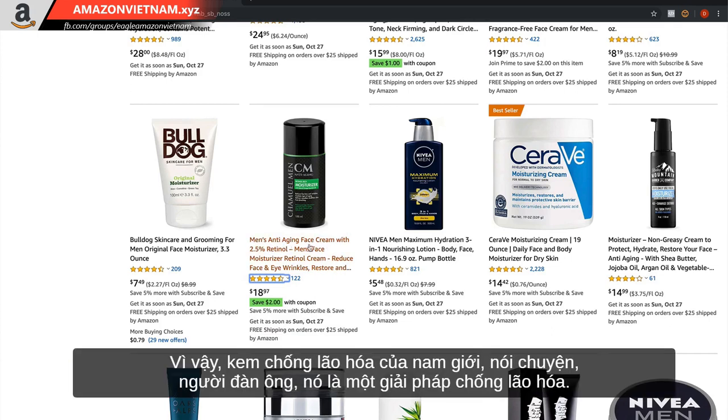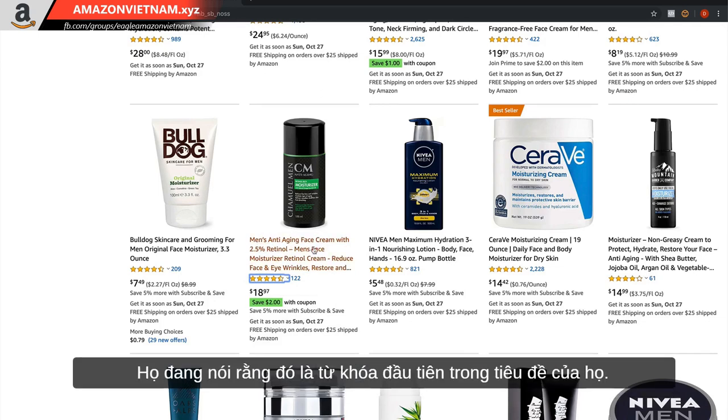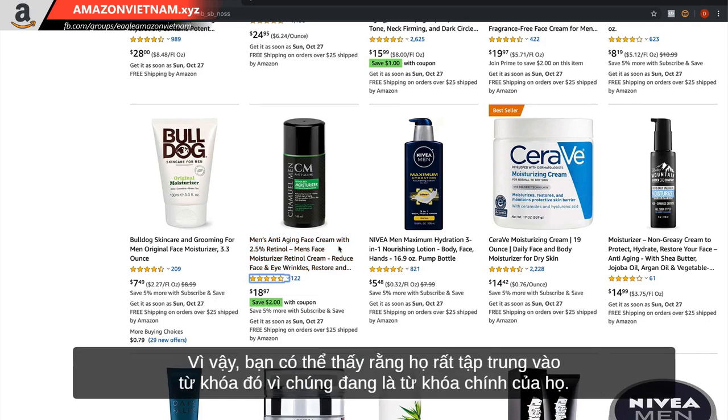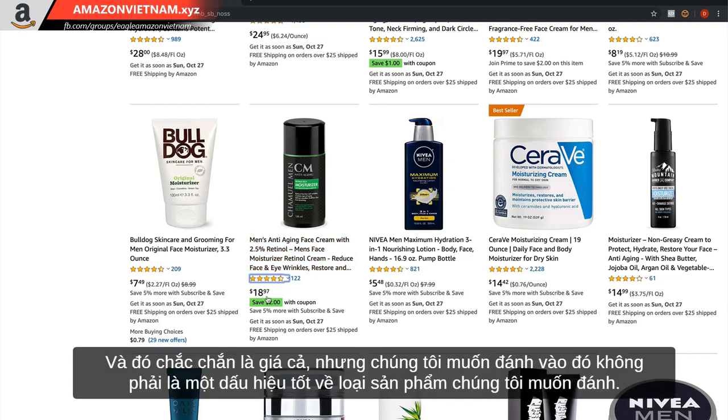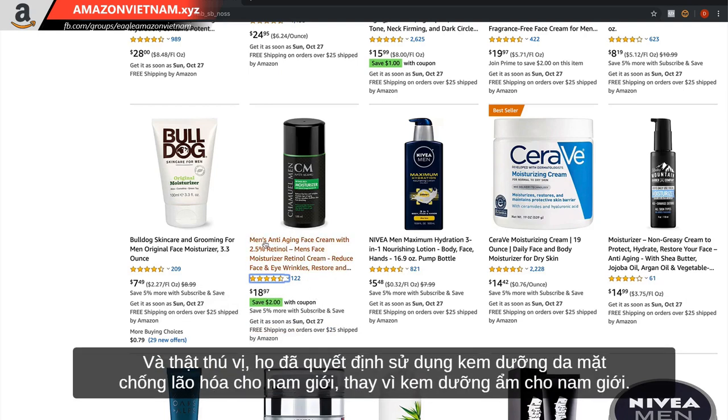So men's anti-aging face cream, targeting men. It's an anti-aging solution. They're stating that as the first keywords in their title, so you can see that they're very focused on that keyword as their main keyword, and it's definitely at the price point we want to be hitting. So that is a good indication of the type of product we want to be hitting. And interestingly, they've decided to go for men's anti-aging face cream as opposed to men's moisturizer.